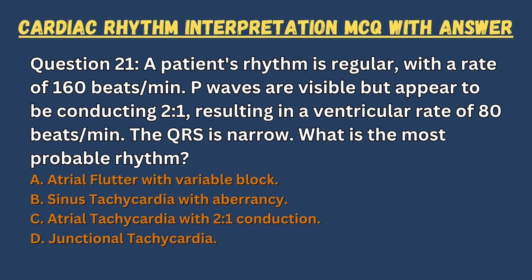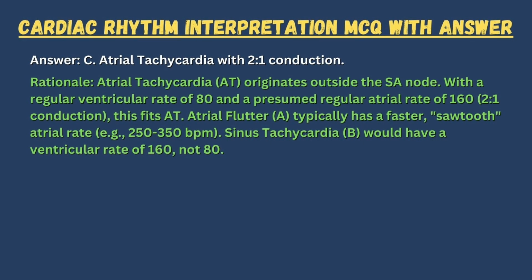Question 21. A patient's rhythm is regular, with a rate of 160 beats per minute. P waves are visible, but appear to be conducting 2:1, resulting in a ventricular rate of 80 beats per minute. The QRS is narrow. What is the most probable rhythm? A. Atrial flutter with variable block. B. Sinus tachycardia with aberrancy. C. Atrial tachycardia with 2:1 conduction. D. Junctional tachycardia. Answer: C. Atrial tachycardia with 2:1 conduction.